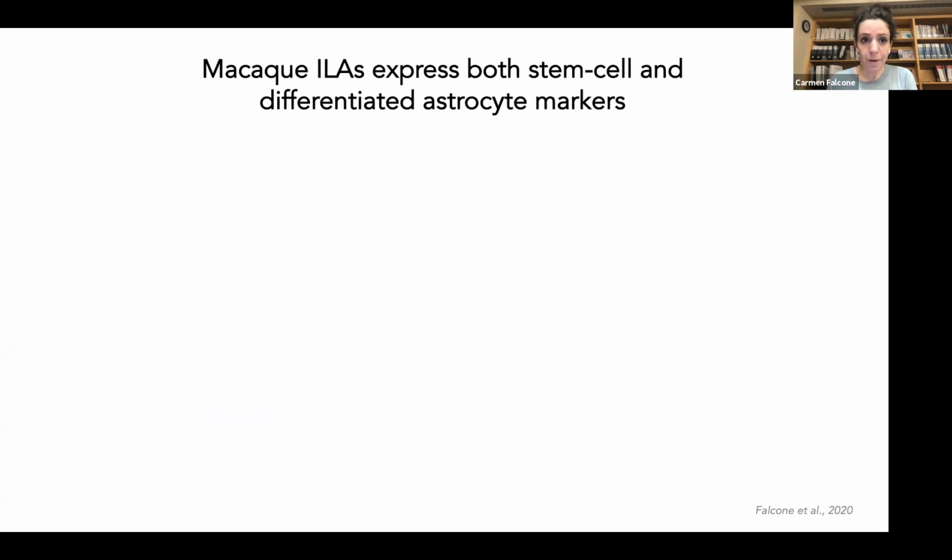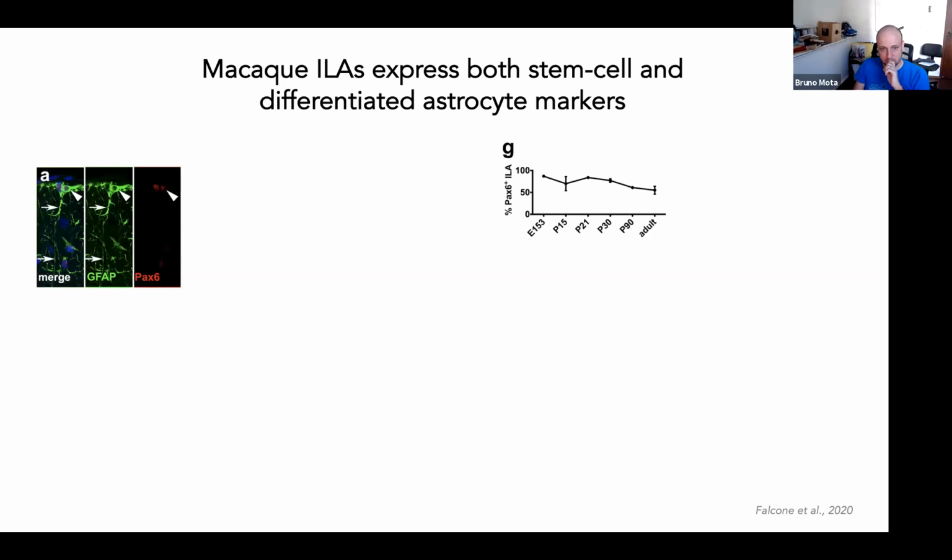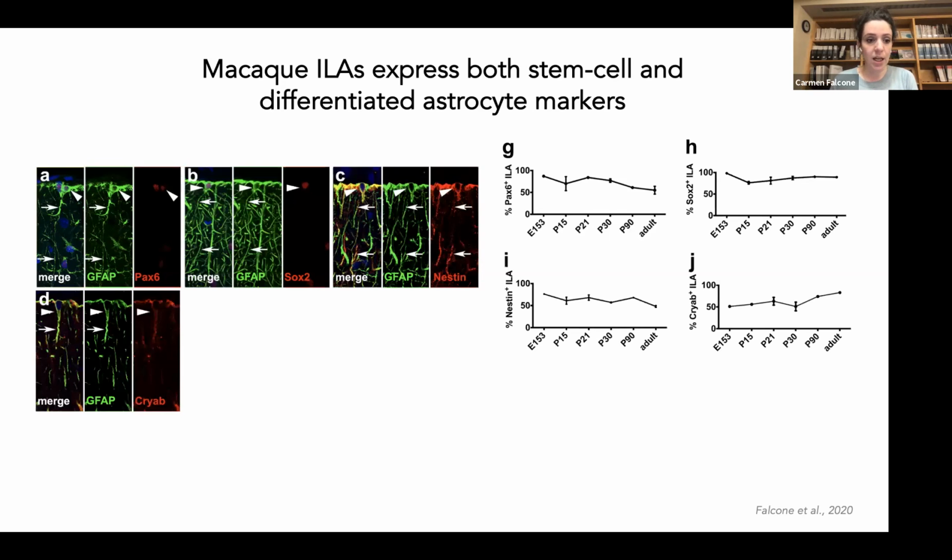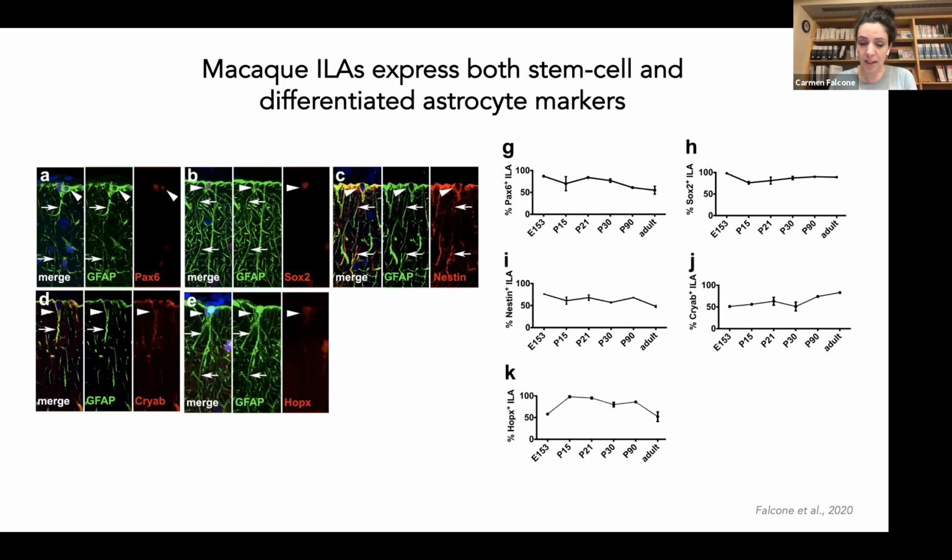So what we found was that these interlaminar astrocytes in macaque express both stem cell and differentiated astrocyte markers. And as we tested all these markers for radial glia cells, PAX6, SOX2, nestin, CRYAB, HOPX, I'm just repeating the ones that I showed you in the previous slide, they do express all of them from the very beginning, and some of them retain the expression also in the adult. We concluded that they might emerge from these radial glia cells, like most of the other astrocytes do.